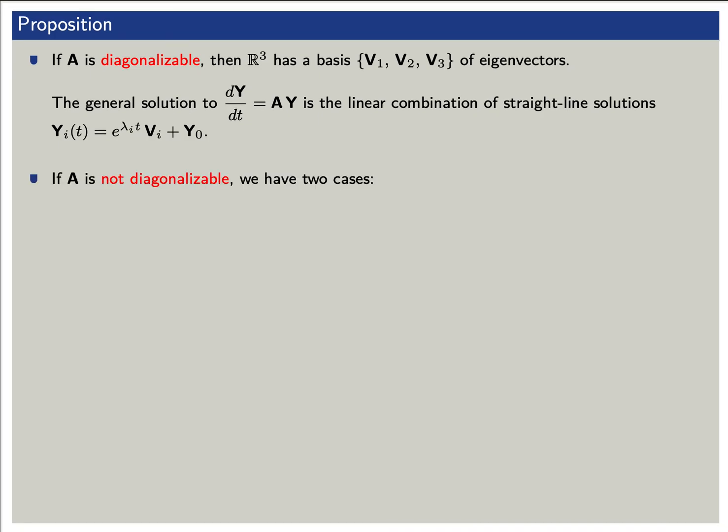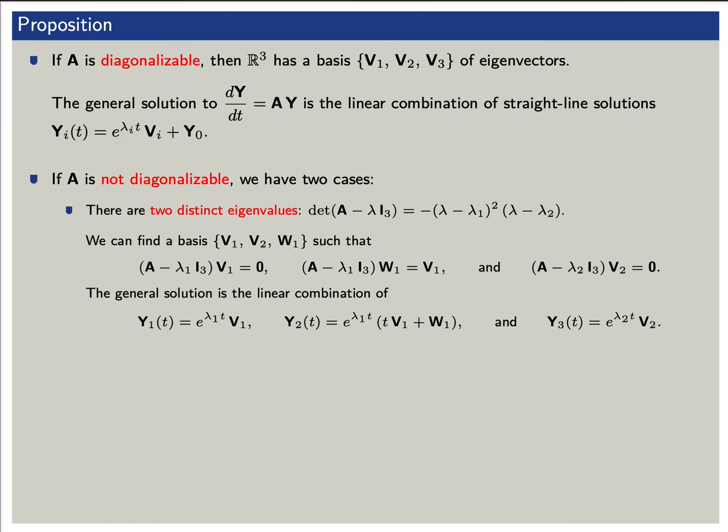On the other hand, if A is not diagonalizable, then we have two cases. First, say that there are just two distinct eigenvalues. This means that the characteristic polynomial factors as lambda minus lambda 1 squared times lambda minus lambda 2. In this case, we can find a basis, say v1, v2, and w1, where v1 and v2 are eigenvectors, and w1 is a generalized eigenvector. That is, A minus lambda 1 I3 times w1 equals v1.